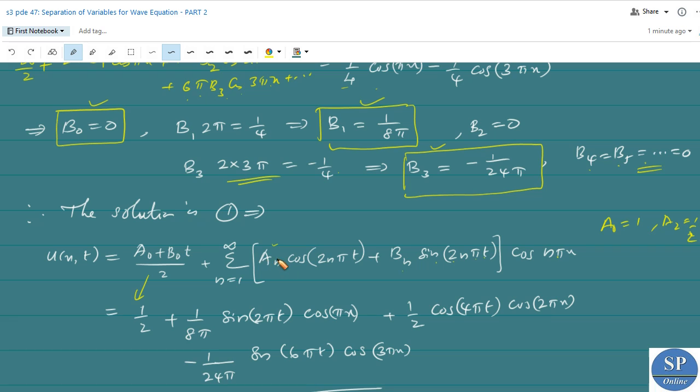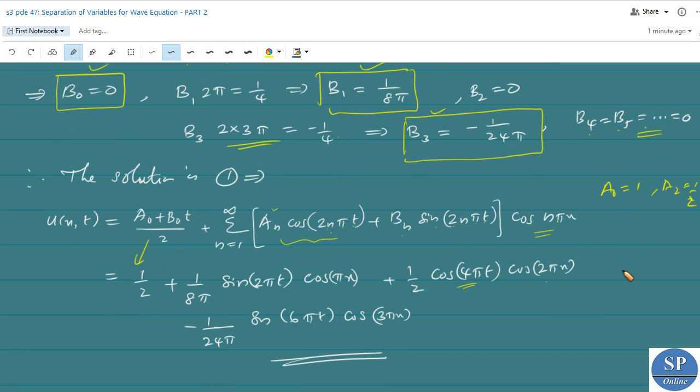So a2 equal to 1 by 2, that is 1 by 2 into cos 4 pi t when n equals 2, cos 4 pi t into cos 2 pi x, plus when n equals 3 we have only b3 which is non-zero and a3 is 0, so b3 equals minus 1 by 24 pi. Since a3 equals 0 we don't have the term with a3, and bn is minus 1 by 24 pi into sine 6 pi t into cos 3 pi x, plus 0, 0, 0 etc., because all the other values for an and bn are zeros.